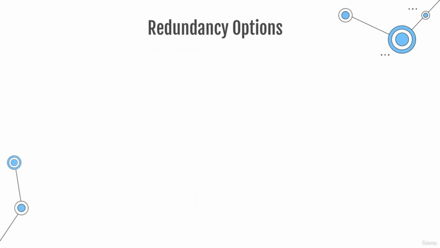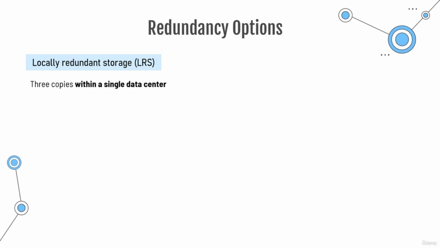Therefore, now let's have a closer look at these options. The first one is the lowest price and of course also the least durable, the least available. This is just locally redundant storage. In this case, we just have 3 copies within a single data center. That's the lowest cost, least durable, and it just protects against some kind of failure in our data center. For example, a hard drive crashes or some kind of server rack has a failure.